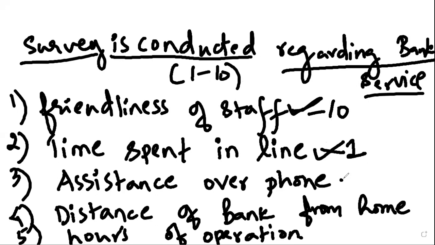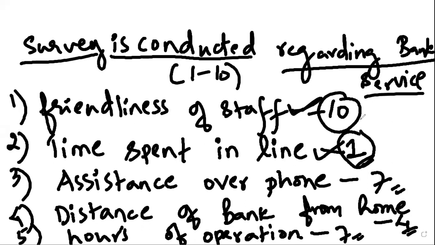Next is assistance over the phone. How well the bank employees actually assist their customers over the phone. That is the next question. Here also they are supposed to rate, possibly 7, correct? Next is the distance of the bank from home. How far the bank is from home, right? Then the hours of operation. Okay, so these are the different questions, and these ratings I'm just giving are nothing but my own assumption.